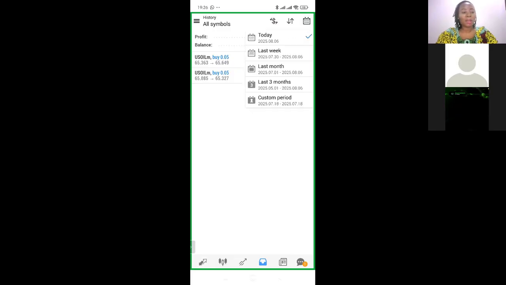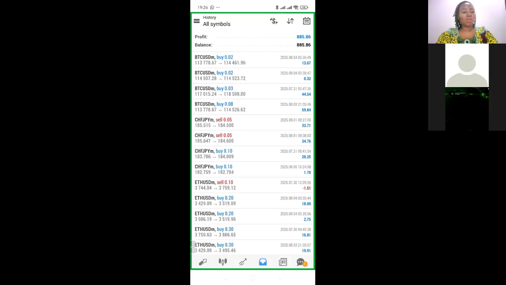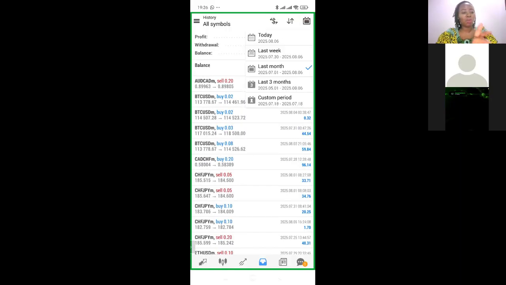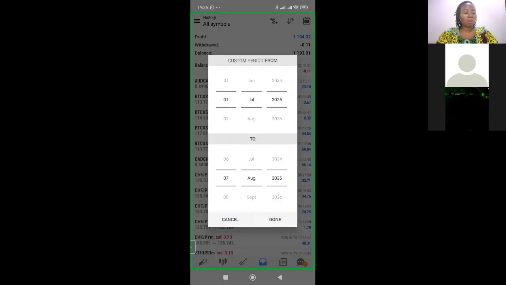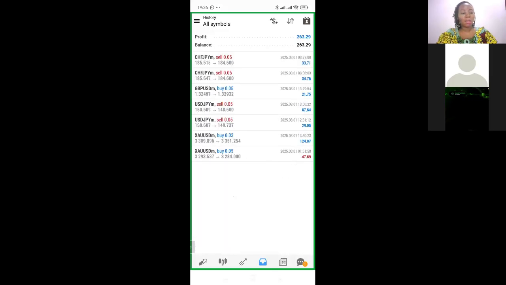Then the calendar can show you your trading activities for today. If you want trading activities for last week, it will show you there. If you want trading activities for last month, it will show you all of it. You can always do a custom period. Maybe you want to see trading activities for let's say 1st of August to 2nd of August. You just do custom period and then you see it there. You see that on 1st of August there were trades, and on 2nd of August there were no trades, probably because that was a Saturday or so.